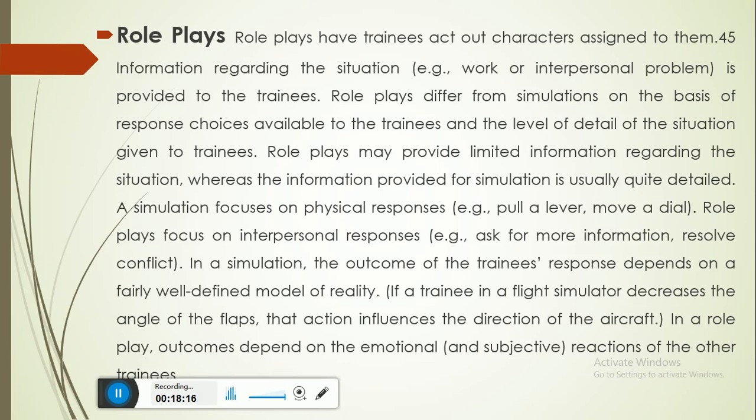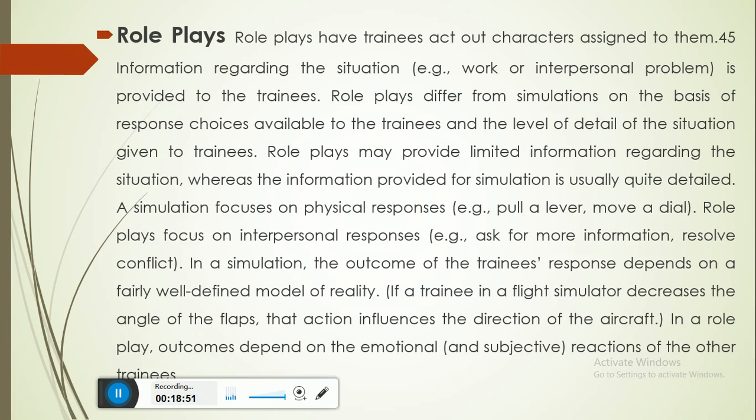So let's say role plays have trainees act out characters assigned to them. The different characters have been assigned, as I have explained. Information regarding the situation, for example a work or an interpersonal problem, is provided to the trainees. Role play differs from simulation on the basis of response choices available to the trainees and level of detail of the situation given to the trainees. Role play may provide limited information regarding the situation, where the information provided for simulation is usually quite detailed.